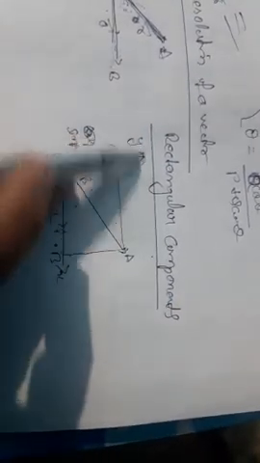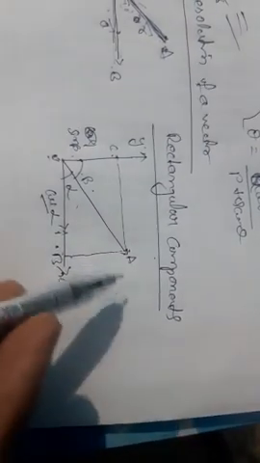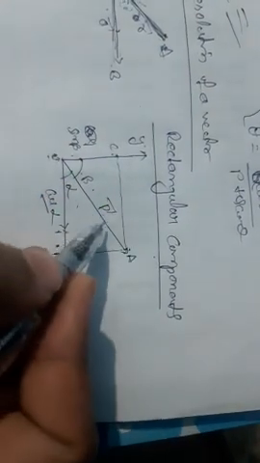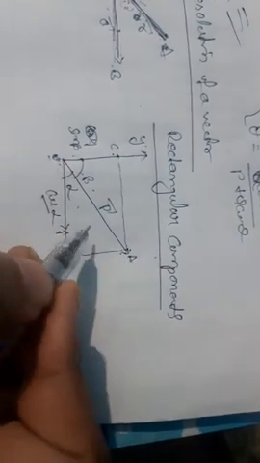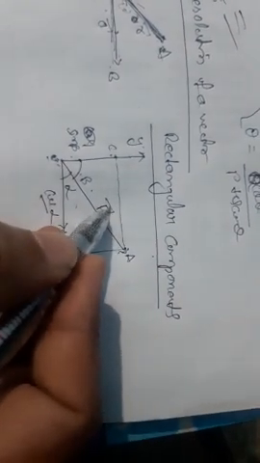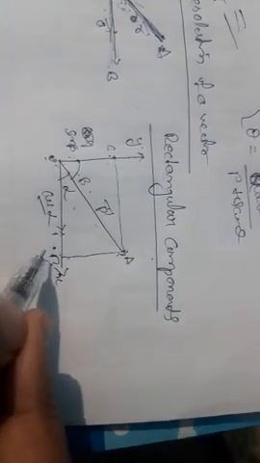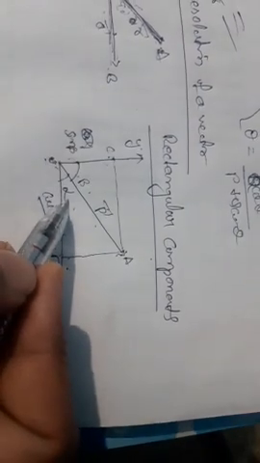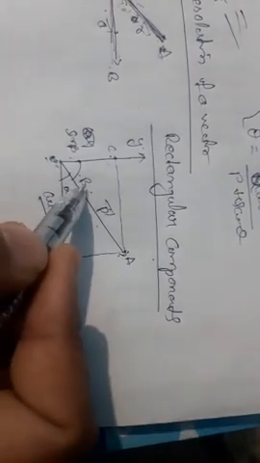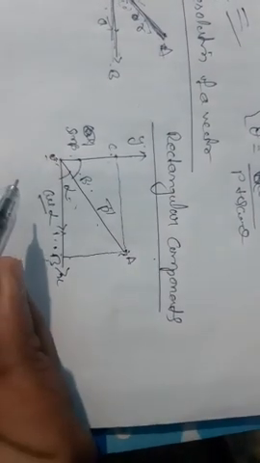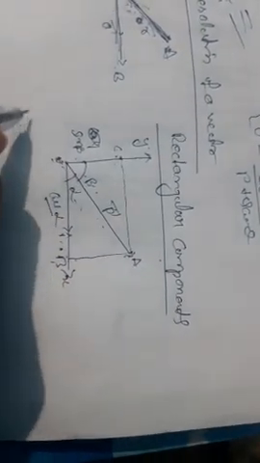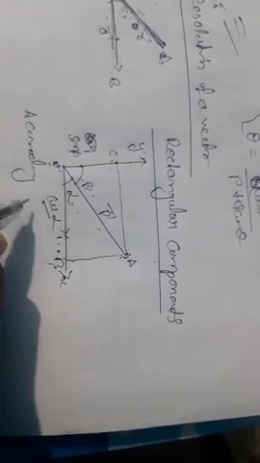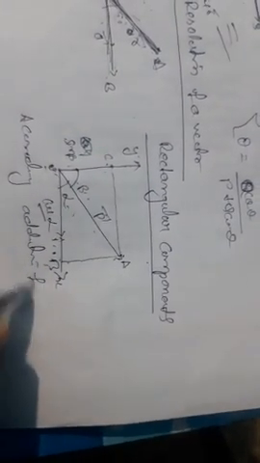Derive the expression for rectangular components. Let vector P be the resultant vector. The vector OA is represented by vector P in the xy plane. The vector makes angle alpha along the x-axis and angle beta along the y-axis. According to the addition of vectors, that is also called the triangle law.